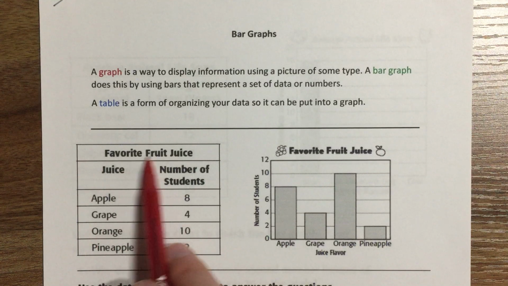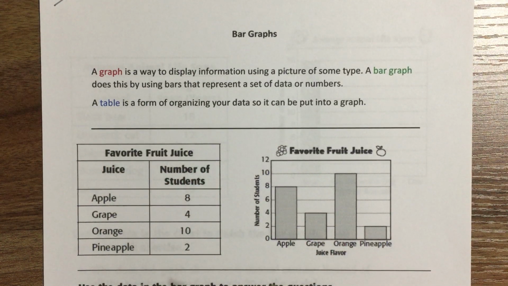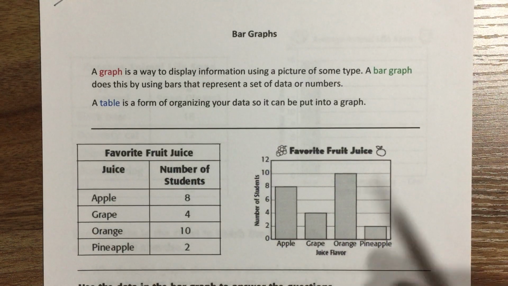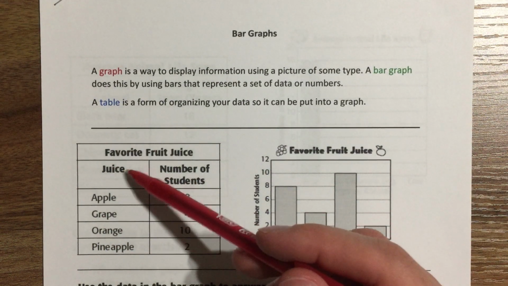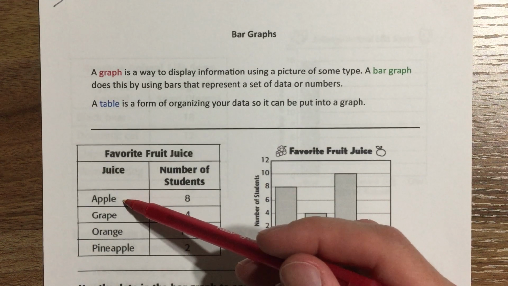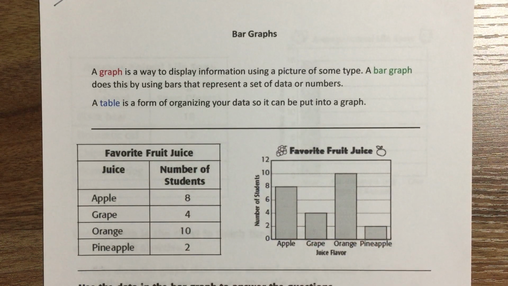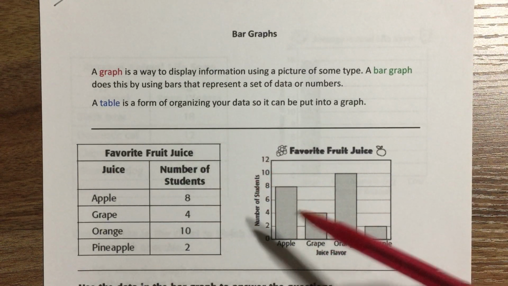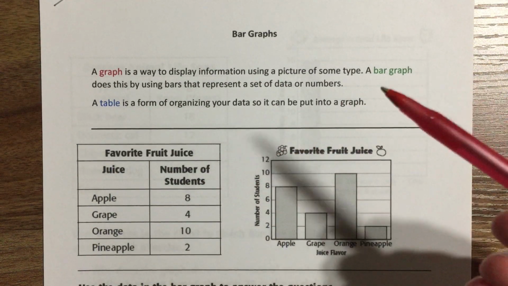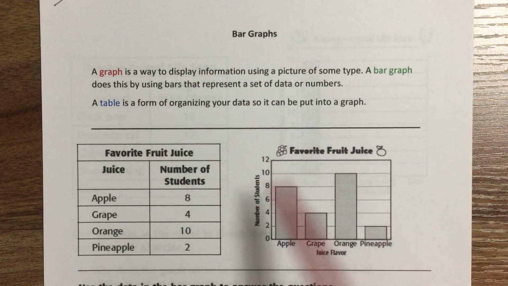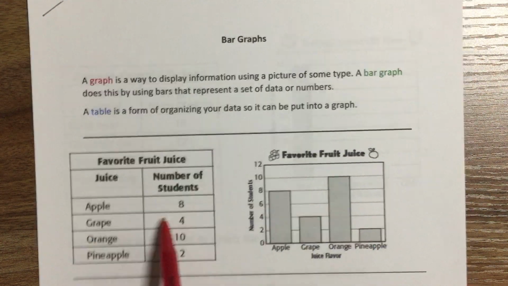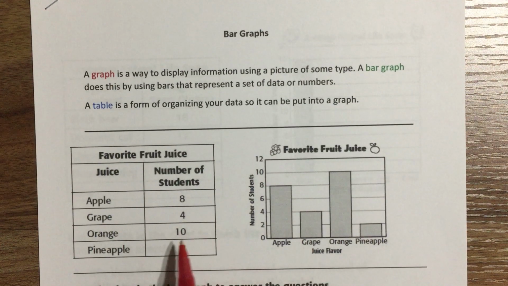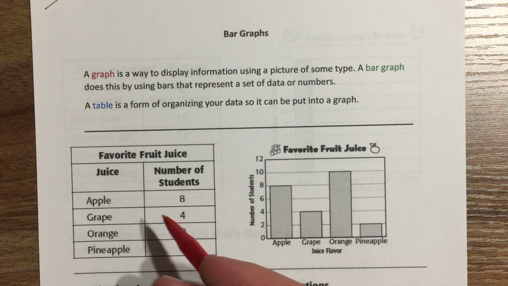In this case, we're trying to figure out the favorite kind of fruit juice in a classroom, or wherever it happens to be. We're just going to assume it's in a classroom at this point. But in this table, that's what they're asking, your favorite fruit juice. And they were given 4 different choices of juice. So that's one category. They had to choose from either apple, grape, orange, or pineapple juice. And then in this column right here, we have the number of students in the classroom that chose that certain kind of juice. So the number of students that chose apple was 8. The number that chose grape was 4. 10 chose orange. And 2 chose pineapple. So that's a table or a chart.